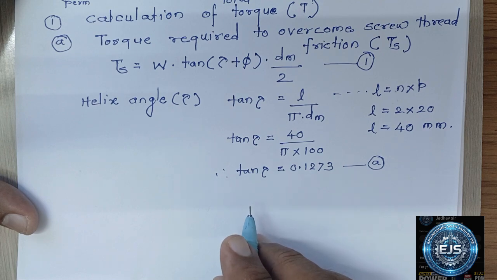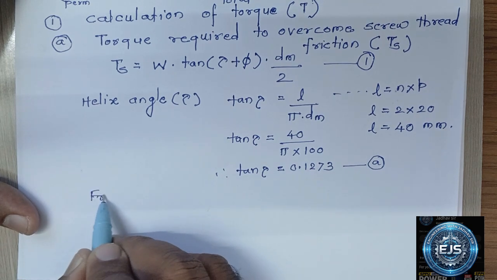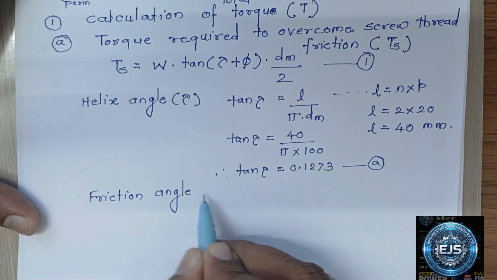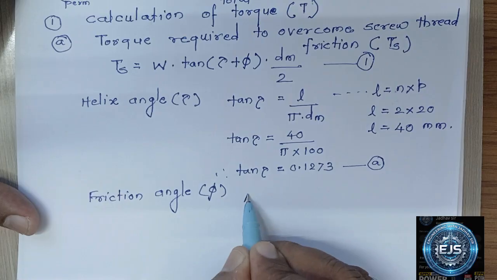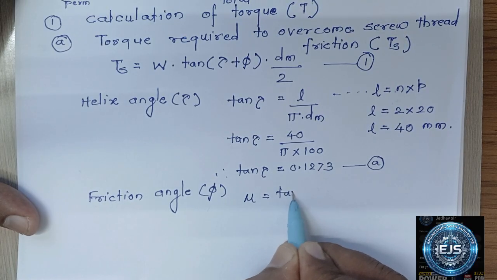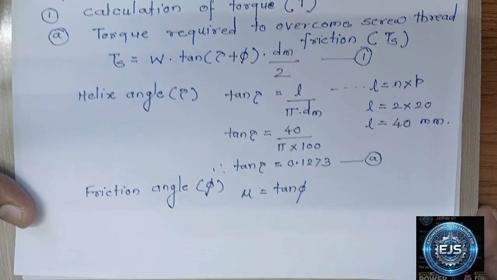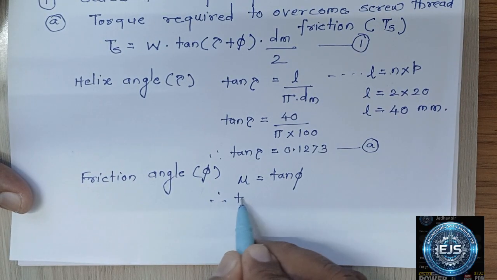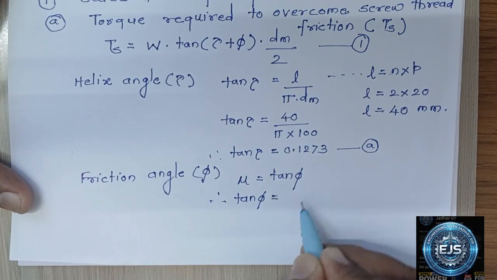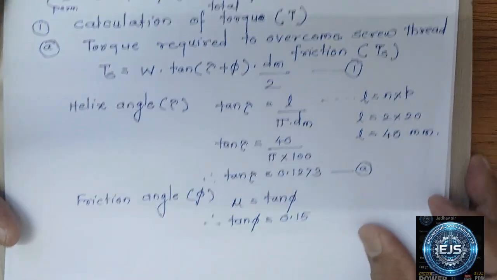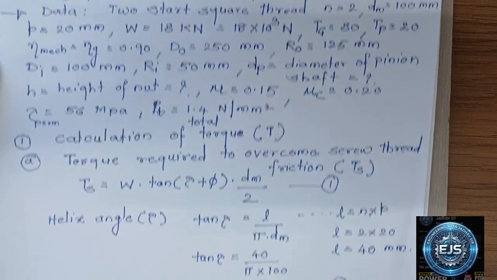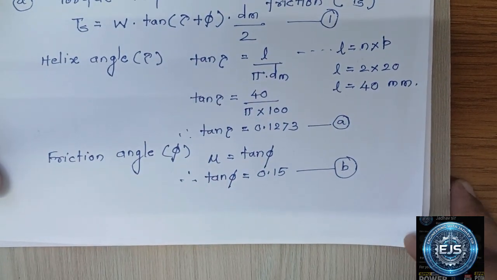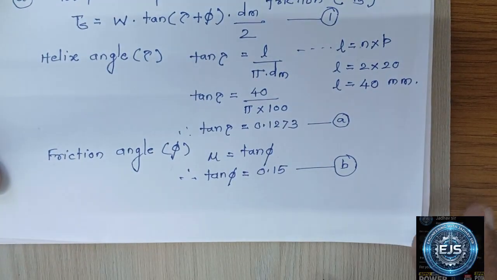Now we have to calculate the friction angle, phi. We know the coefficient of friction mu is equal to tan of phi, where mu is the coefficient of friction between screw and nut. The mu value is given in the problem as 0.15. So tan of phi is equal to 0.15. Now we can calculate tan of lambda plus phi.